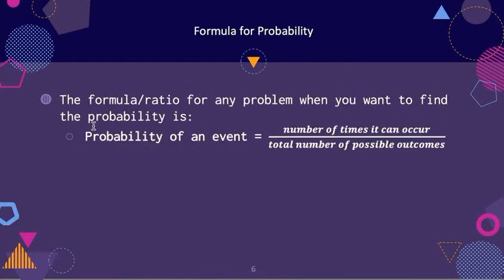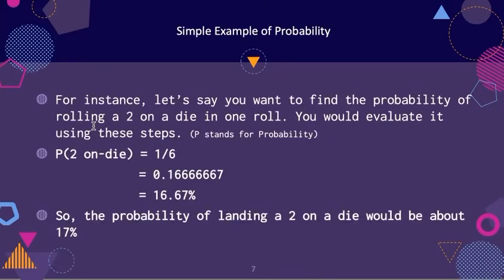The formula for any problem, if you want to find the probability, is the number of times it can occur over the total number of possible outcomes. For instance, let's say you want to find the probability of rolling a 2 on a die in one roll. You would evaluate it using these steps. Note that P stands for probability. So the probability of getting a 2 on a die is 1/6, which is about 17%.